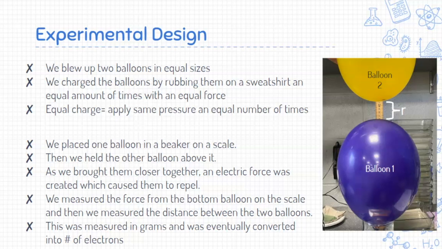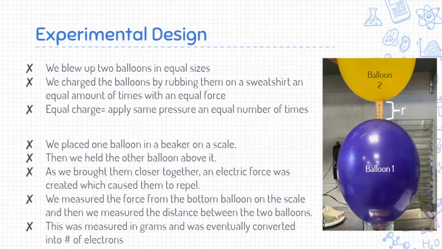Experimental design. To test the charge of the balloons, we conducted an experiment. We first blew up two balloons in equal sizes, and then we were able to charge the previously neutral balloons by rubbing them on a sweatshirt, which transferred the electrons from the sweatshirt to the balloon. By applying a similar pressure and rubbing the balloon an equal number of times on the same spot of the sweatshirt, we were able to give an equal charge to both balloons.